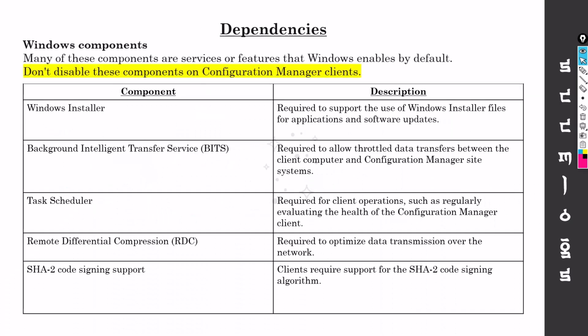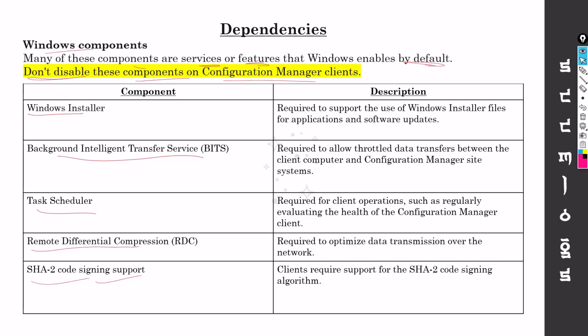Okay, let's discuss the dependencies, the Windows components. Many of these components are services or features that Windows enables by default. Okay, remember this thing. Don't disable these components on the configuration manager clients. They are default components which are required by the Windows operating system. First one will be the Windows Installer, and then BITS, Task Scheduler, RDC, and shortcut code signing support. So these are the dependencies for the client installation. Not only for the manual installation, for all client installations, these are the dependencies.